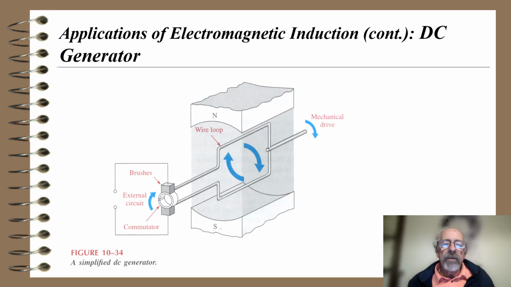How about a DC generator? This figure 10.34 shows a simplified DC generator. I have a wire loop, I have a mechanical drive which turns that wire loop in the magnetic field of that permanent magnet, and there are brushes, and the brushes allow the current to go to an external circuit.